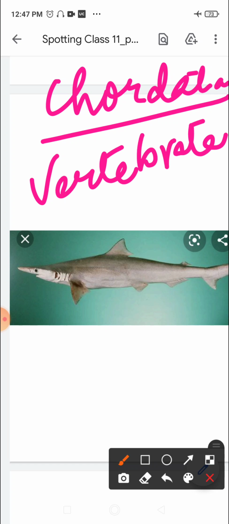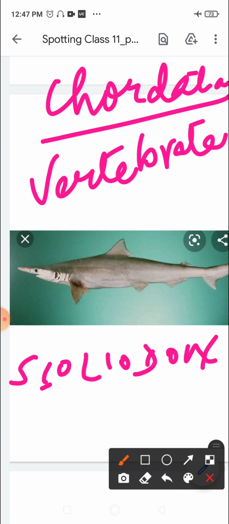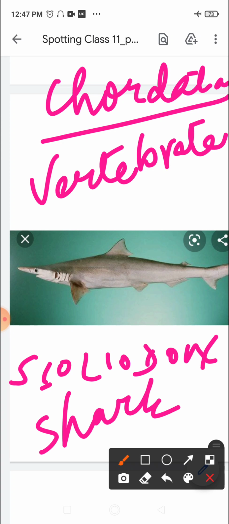We will talk about Scoliodon, and Scoliodon is also known as dogfish or shark. So what is this? This is Scoliodon, right? Also known as shark or dogfish, right? So it belongs to class Chondrichthyes, right? So Chondrichthyes is the class to which it belongs.